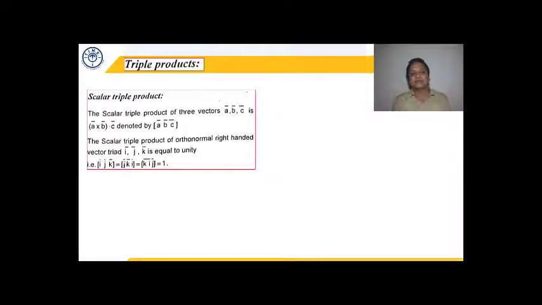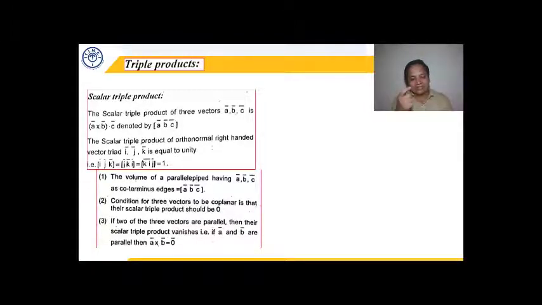Scalar triple product. It says the scalar triple product of three vectors A, B, C is A cross B dot C. Denoted by a bracket, we write in the same order A, B, C vector. The scalar triple product of the orthonormal right-handed vector triad i, j, k is equal to unity. That is, the scalar triple product of i, j, k, or j, k, i, or k, i, j is 1. You should remember this, and whenever you are using it, we can use the result directly.